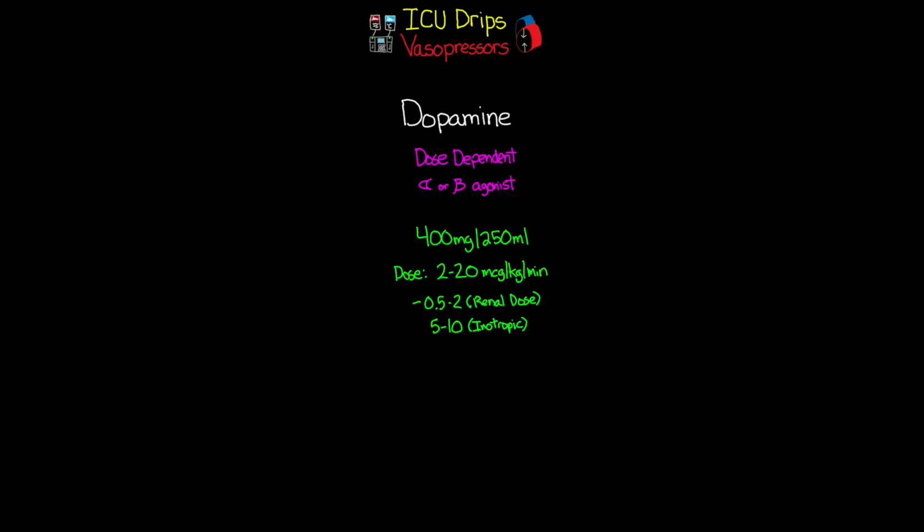The reason for it is at these doses, it's going to be acting more as a beta agonist. Now from there, when we get to the range of 10 to 20, this is where we're going to see it be more adrenergic, because it's going to be acting more as an alpha agonist. Now onset for dopamine is usually about 5 minutes. And for dopamine, we usually want to be titrating this about every 10 minutes.